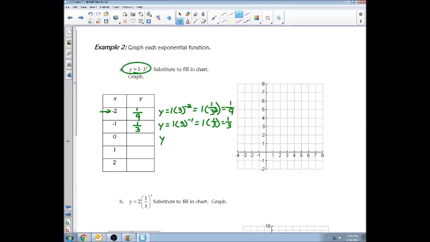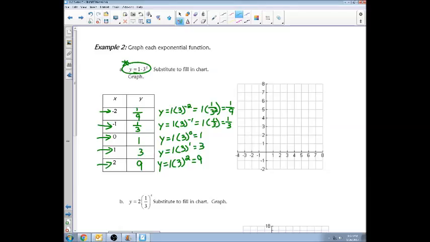For 0, y equals 1 times 3 to the 0 power, which we all know is 1. And for 1, y equals 1 times 3 to the 1st power. Well, 3 to the 1st power is 3, so 1 times 3 will get me 3. If you're curious where I'm getting all these numbers, they're right here, and I'm just plugging them in for x in this equation. So y equals 1 times 3 to the 2nd. 3 to the 2nd is 9, and we are good, right?